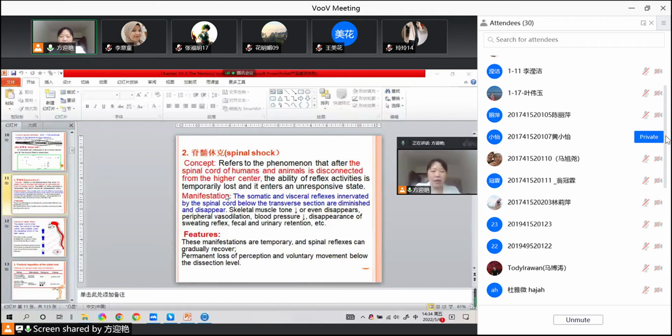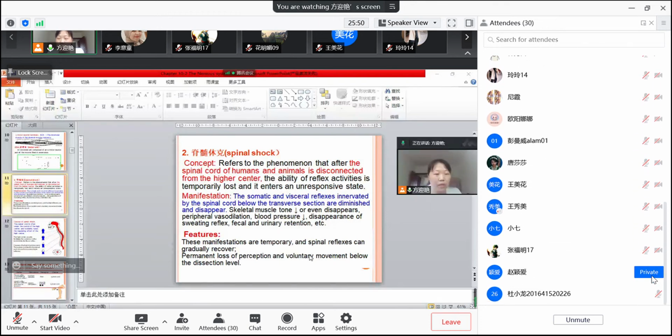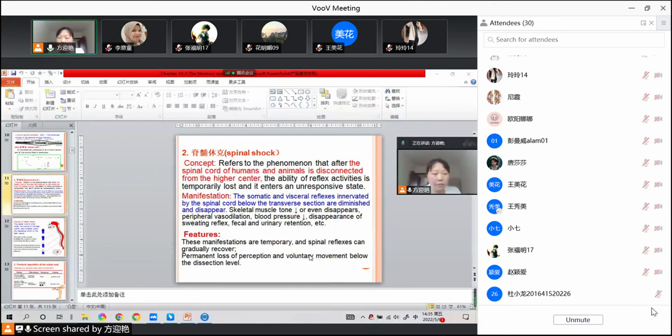Yeah, and also here the manifestations and the concept. I hope you understand the concept, the manifestations, and some features. It means that the spinal cord's own function can be covered, but according to the higher levels, its function disappears. There we can see the permanence of perception and voluntary movement, environment movement. We know the cerebral cortex and many brain areas take part.